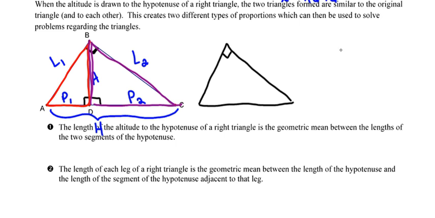So I'm going to put their right angles up at the top. And if I look at the little red right triangle first, his right angle's at D, so this point up here has got to be D, and his hypotenuse is AB.